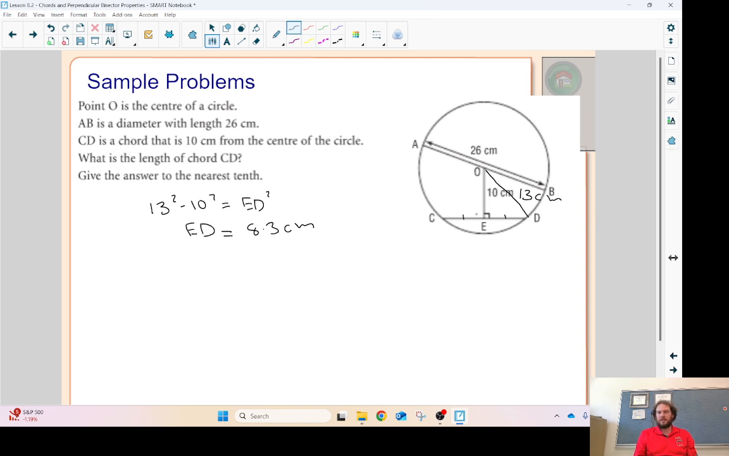This is the distance from E to D. But again, because this is a chord that's being bisected, what we need to do now is to take that 8.3 and simply times it by 2 because it's the half, right? So we are going to get 16.6 centimeters. And there we go.